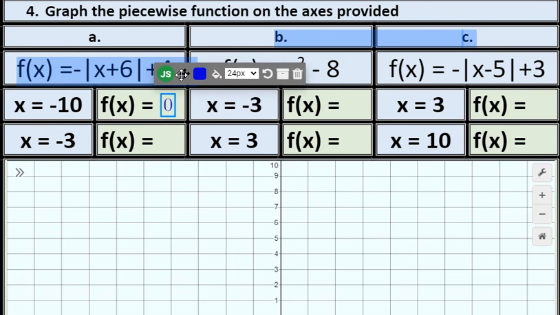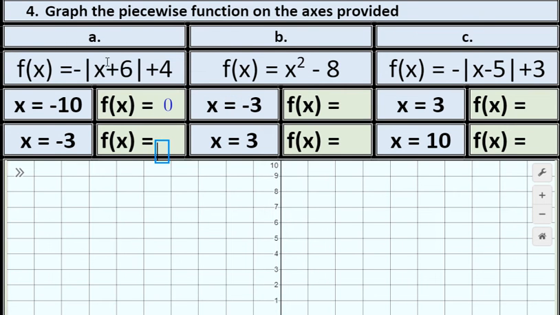When we try the next point, we've got negative 3. So negative 3 plus 6 is positive 3. Then we take the absolute value of the 3, we get 3, but then we have to negate it. So 4 minus that 3 is 1. So that's our first ordered pair. Well, our first set for this function.